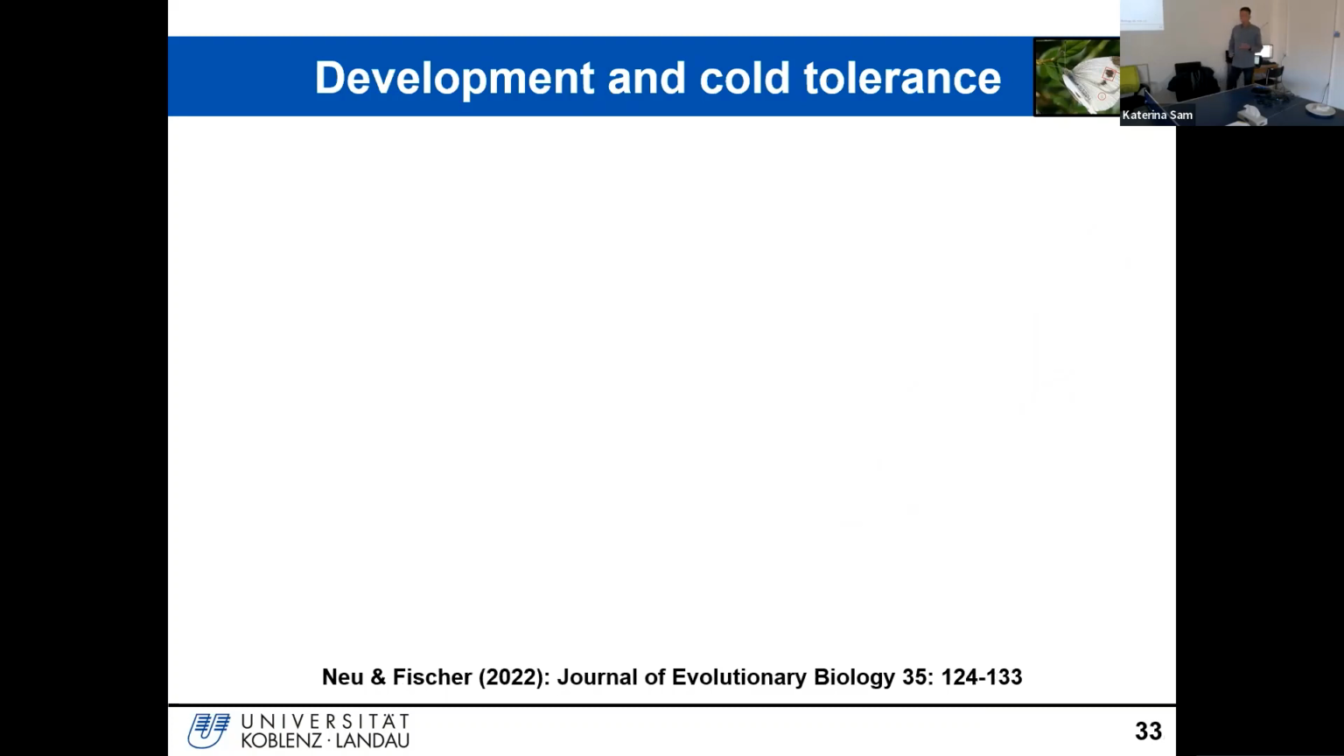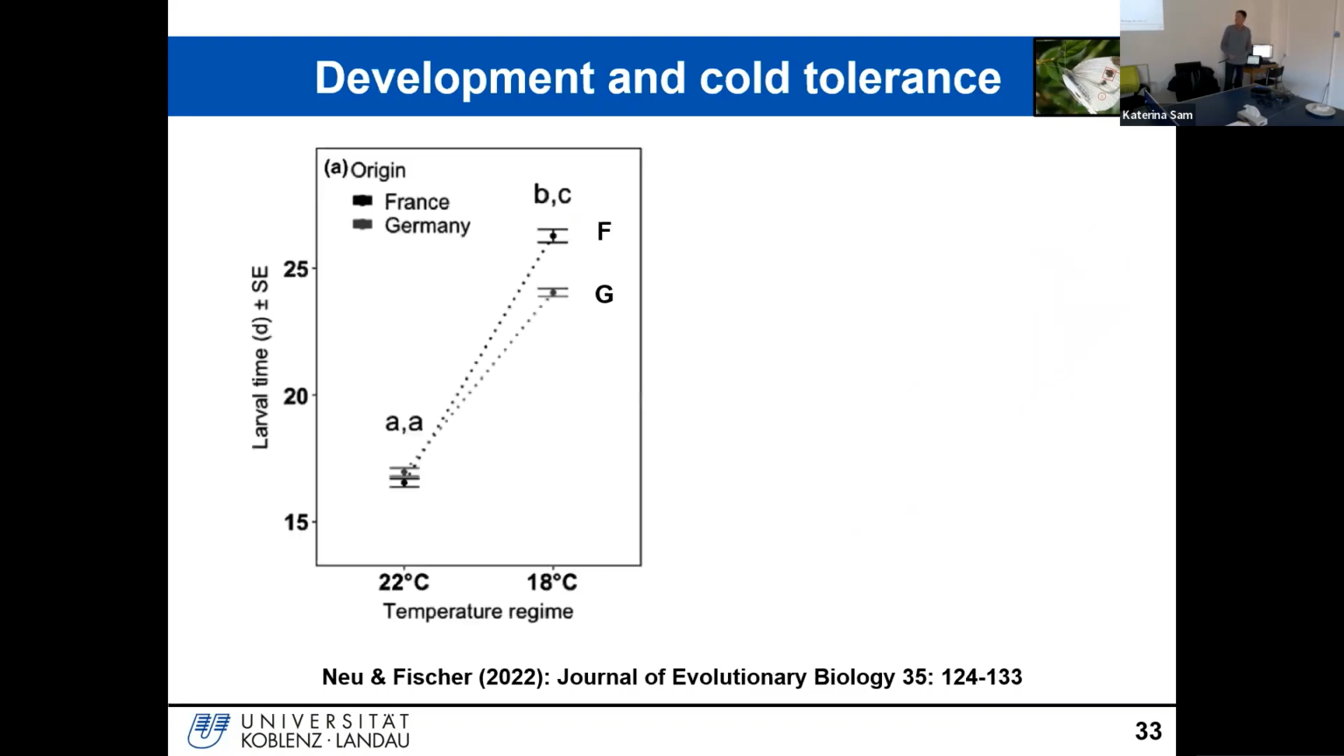We wanted to gather more information on that, so we also investigated development time and cold tolerance. Let me start with larval development time. Here you see the French and the German populations at two different temperatures. At the higher temperature, we detected no significant difference, but at the lower temperature, which is of course more challenging, the German individuals developed faster than the French ones. So again, an indication of rapid adaptation in edge populations, evolving shorter development times at challenging temperatures.